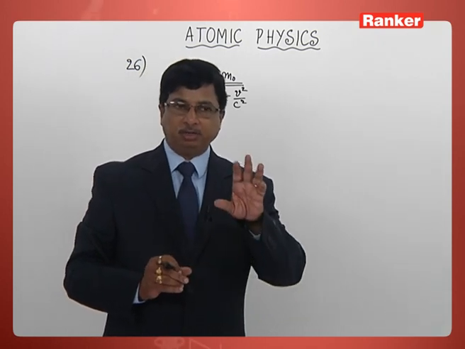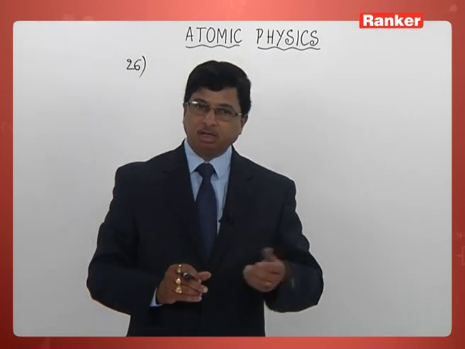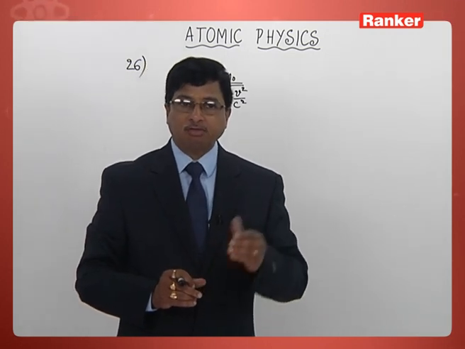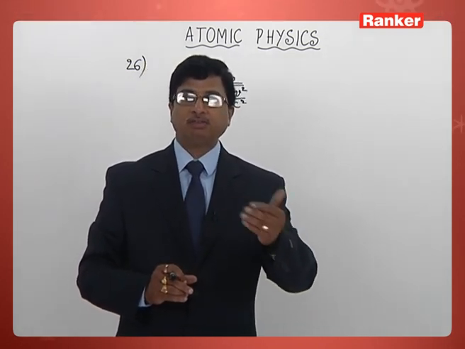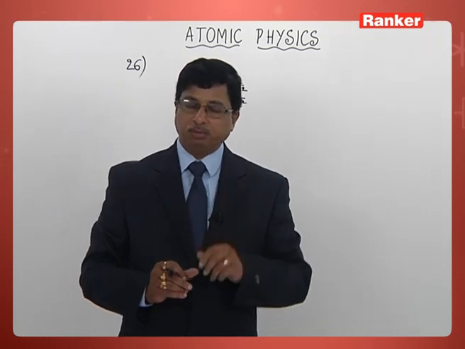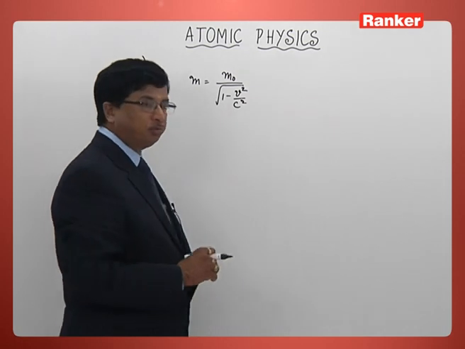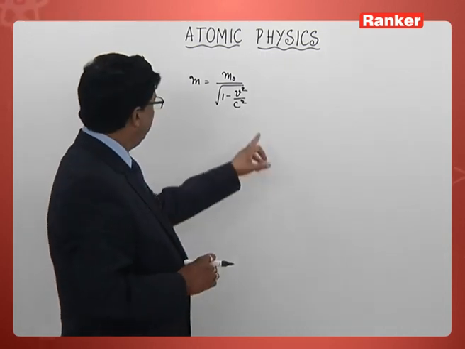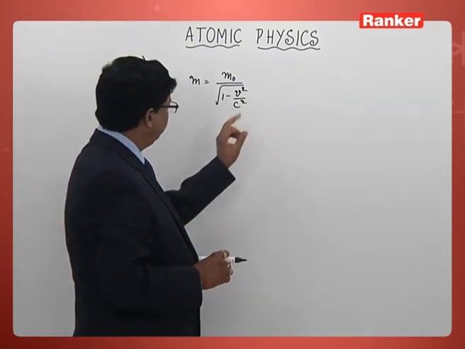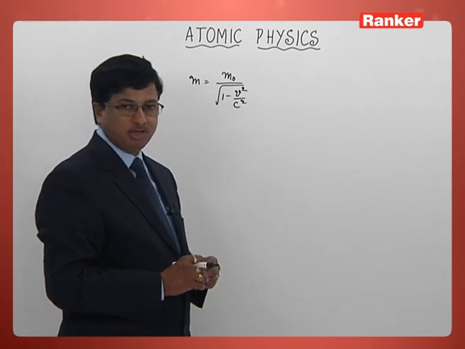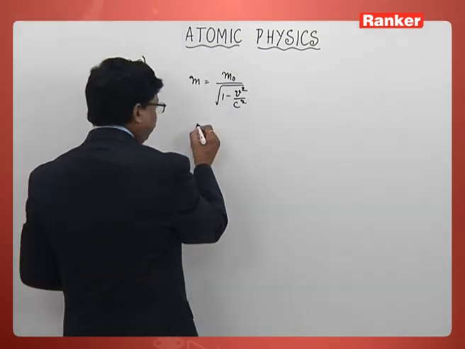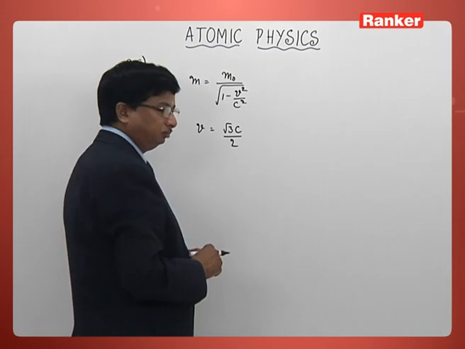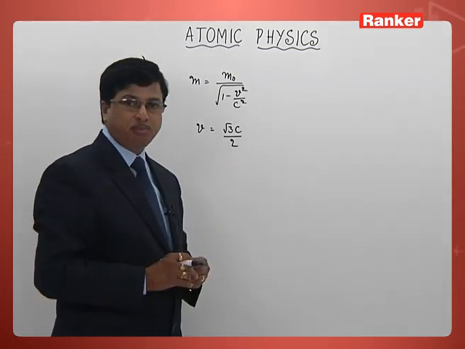According to this particular theory, mass is a variable, length of a body is a variable, and even time also is a variable depending on the velocity. In this case, m naught refers to the rest mass of the body or the particle considered there, v is its velocity and c is the velocity of light. Velocity is now given as √3 times c by 2. That is what has been provided in the problem for us.